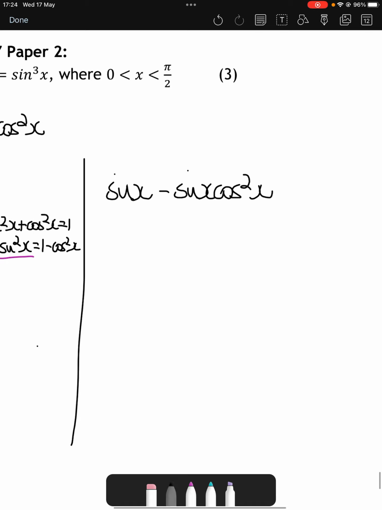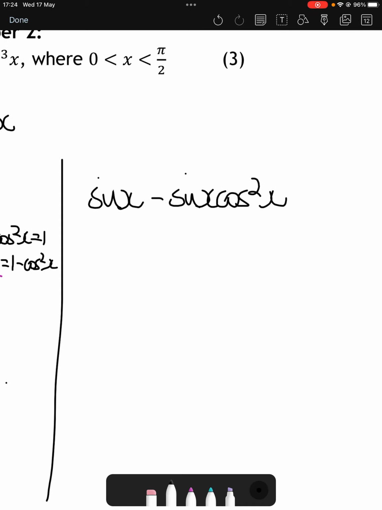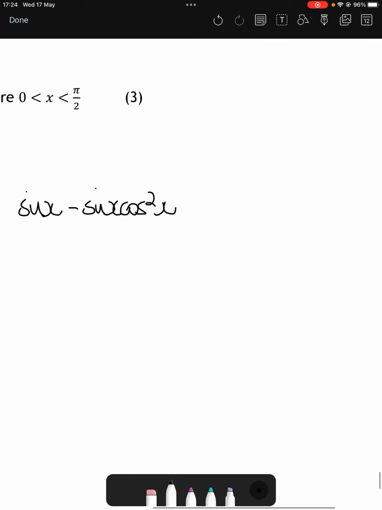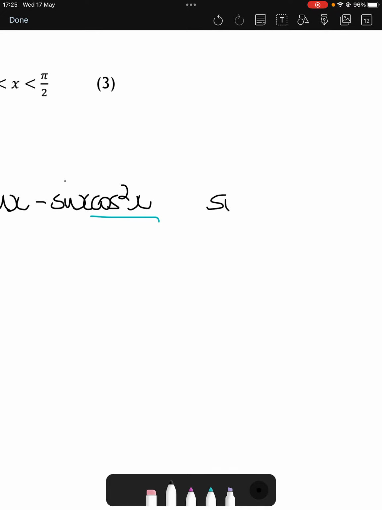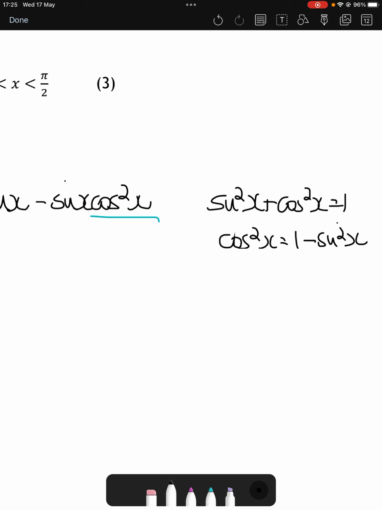Okay, the second way to think about it will still involve this identity, but in a different way. We've got this cos squared, and I don't want that. So how can I replace that by something involving sine? Again, the only thing we know involving sine and cos squared is that identity. So what is cos squared the same as? It is the same as 1 minus sine squared x. So we're going to replace that by that.